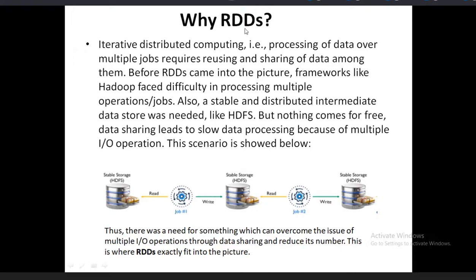RDD, a resilient distributed data set. See, iterative distributed computing, the processing of data over multiple jobs, requires reusing and sharing of data among them. Before RDD came into the picture, frameworks like Hadoop faced difficulty in processing multiple operations per job. Right, one job means one transformation.